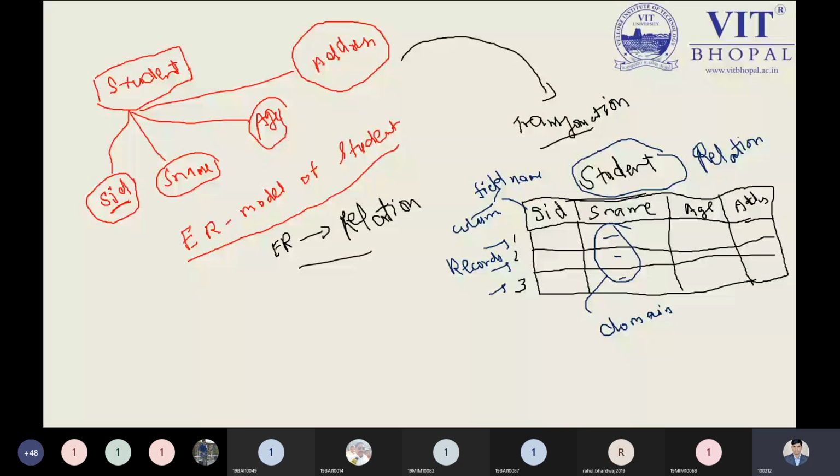Now, is this concept clear to all, why we need to study the relational model? Please tell me, is it clear to all? Yes, sir. Okay, okay.